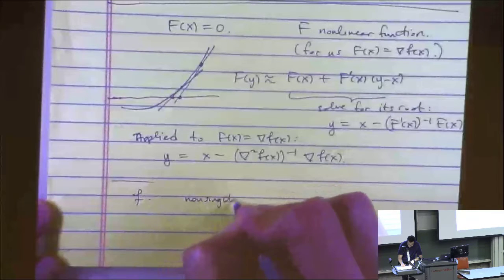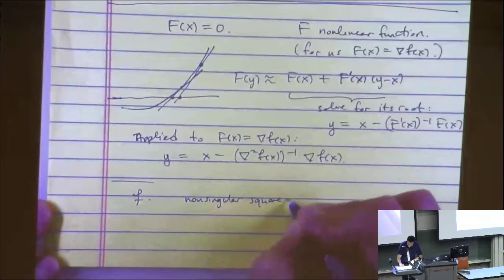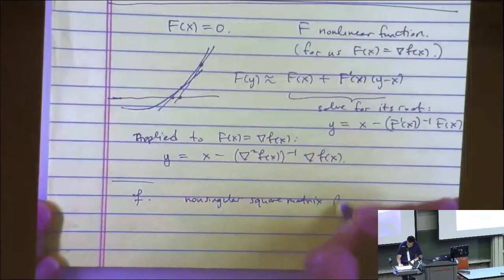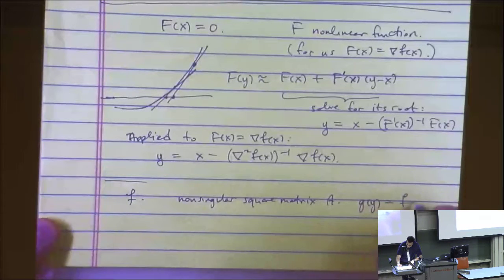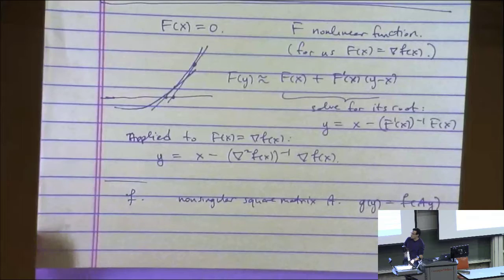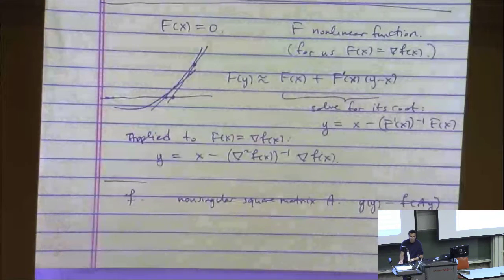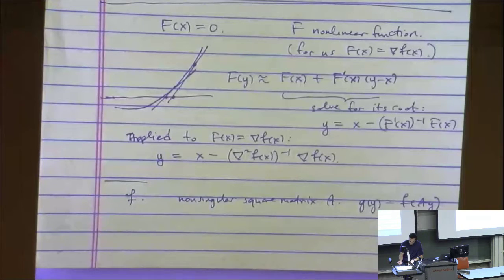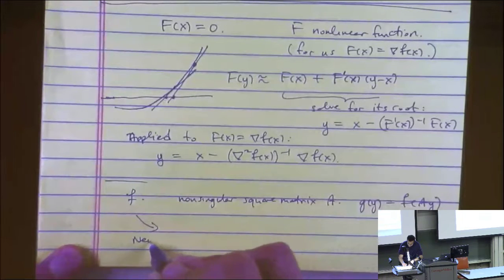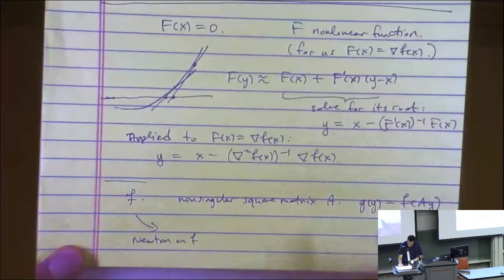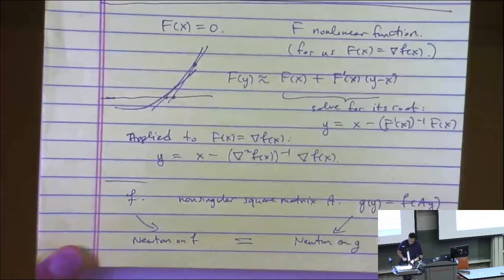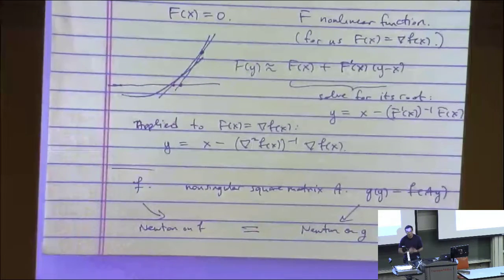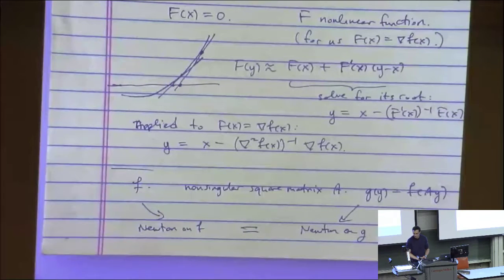Suppose you give me a non-singular square matrix A, and I define a function g by g of y equals f of Ay. So I'm going to run Newton's method in some sense in a different parametrization. It turns out that Newton on f and Newton on g are exactly equivalent. The iterations don't change at all. Iteration by iteration, they're the same method.